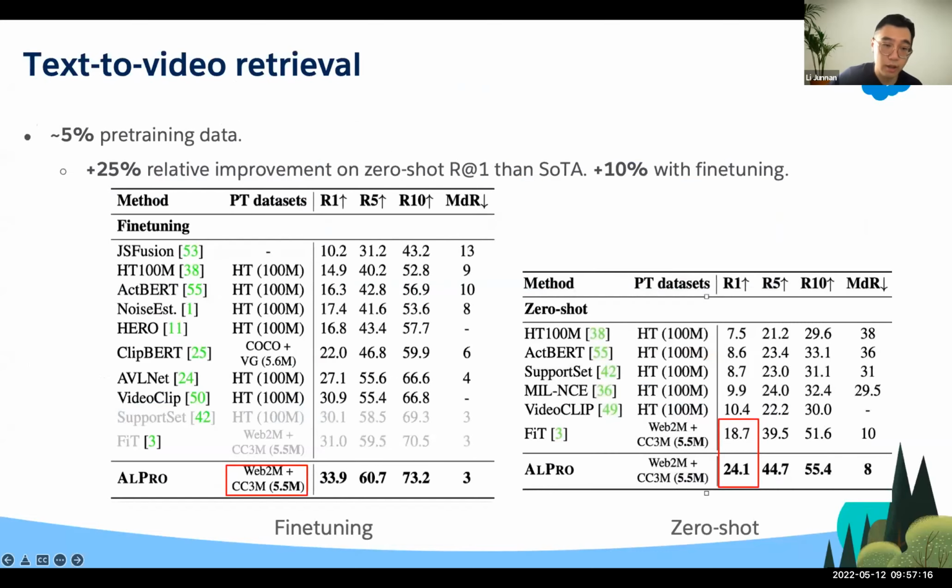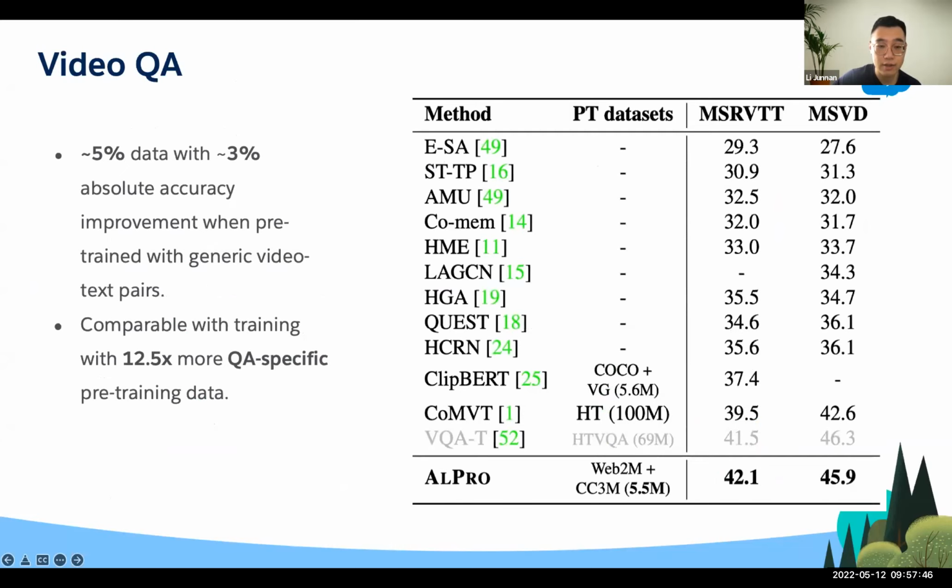And again, I'm not going into details about the evaluation, but our model outperforms the existing SOTA by a very large margin, despite using very little data. Here we only use 5.5 million videos for pre-training. And because we have this efficient way of finding extra information from the data, we can get a good improvement. And the same for the VQA task.